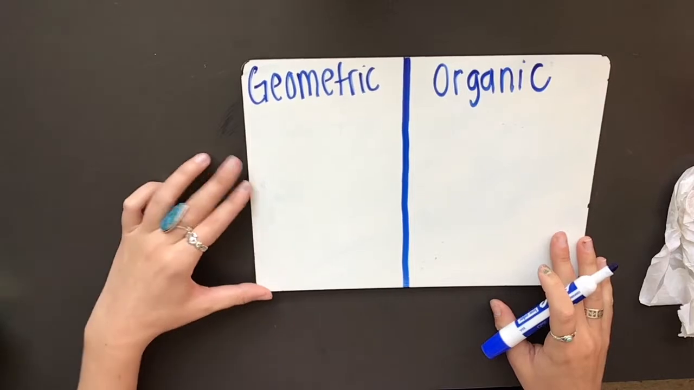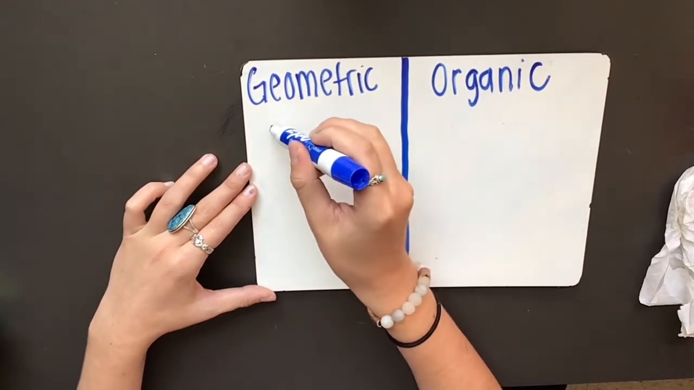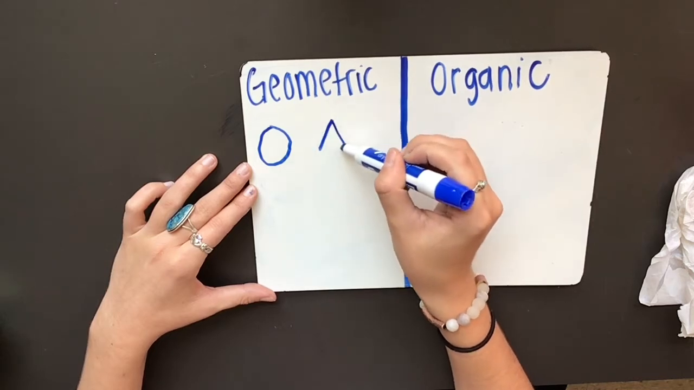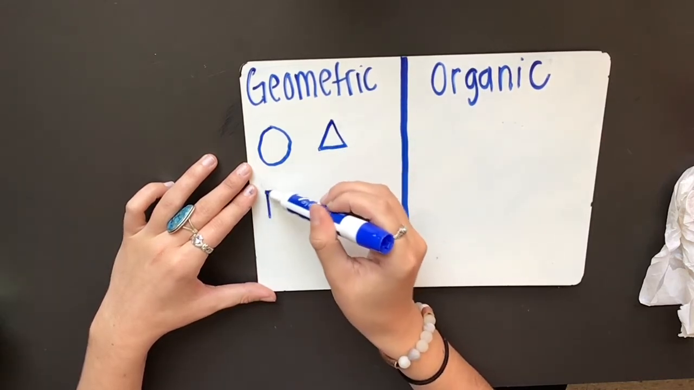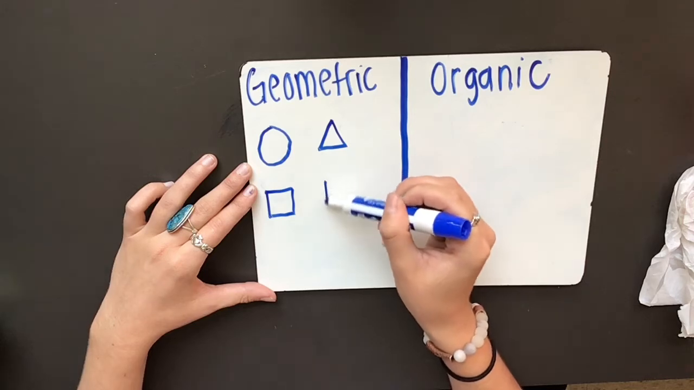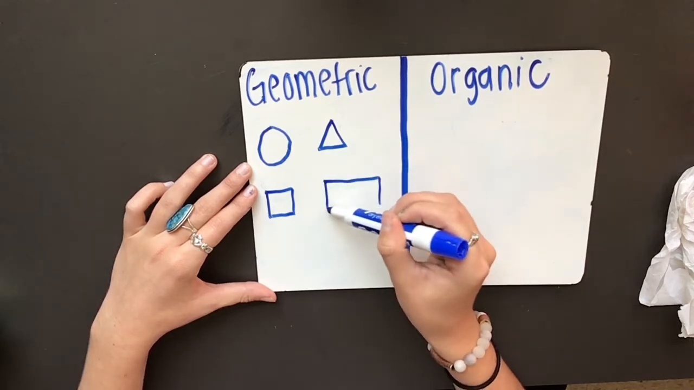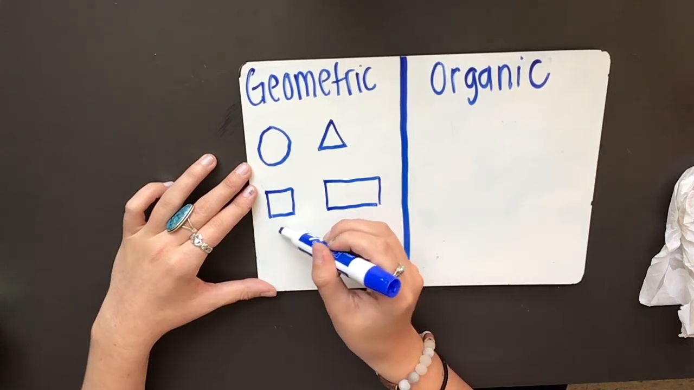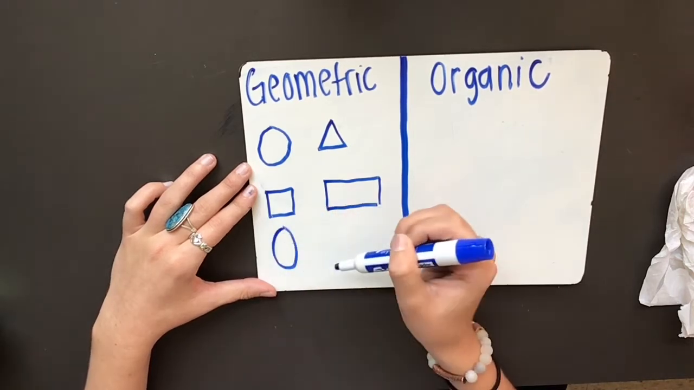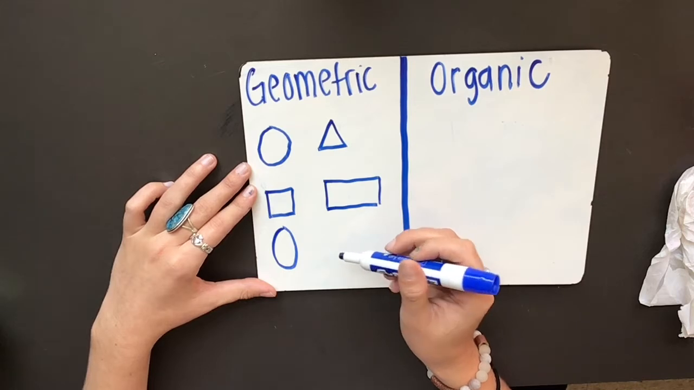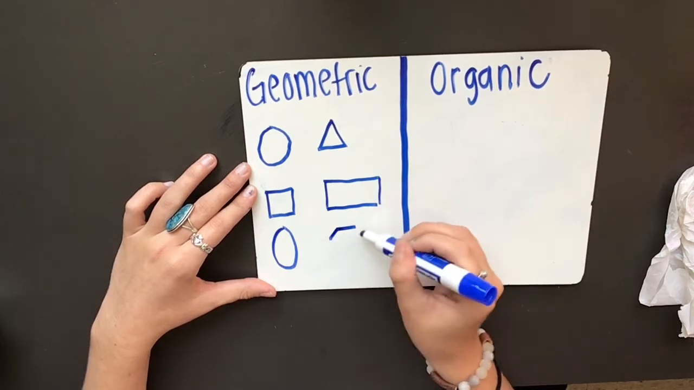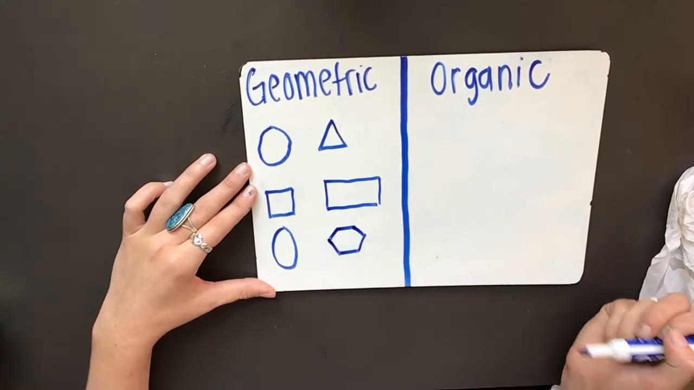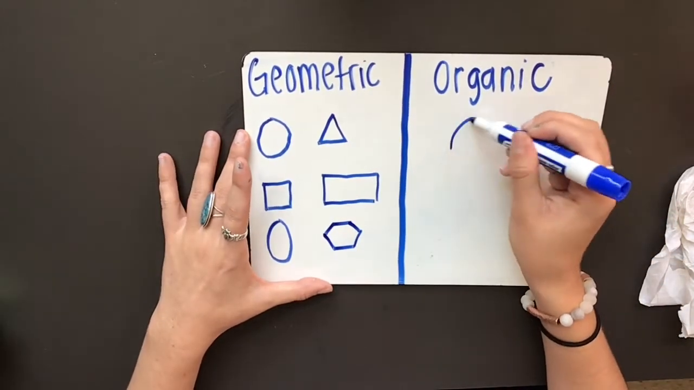Now, geometric shapes are shapes that have names for them and are ones that you probably see in math, like circles, that's a triangle, squares, four-sided shape that are all the same, rectangles, that's just a stretched out square. You can also have an oval, which is a stretched out circle, and you can have lots of other types of geometric shapes. This is a hexagon because it has 6 sides.